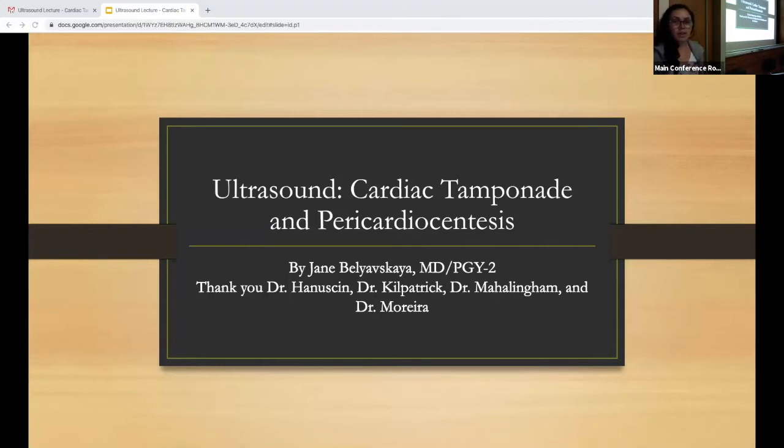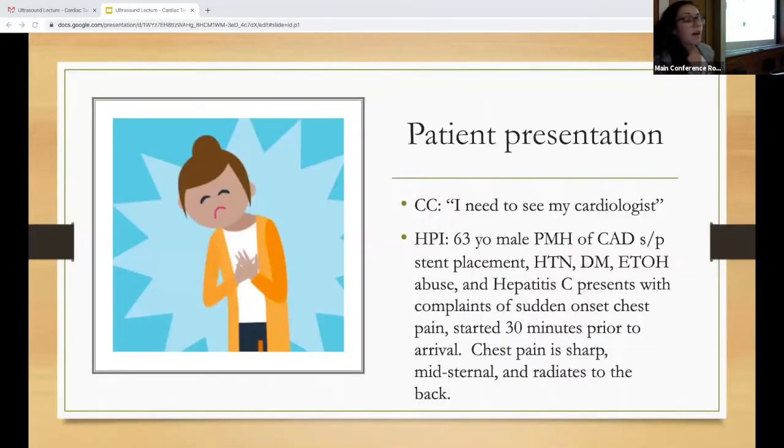I'm going to start with a case. So we have a patient that comes in with the chief complaint of needing to see his cardiologist. He's a 63-year-old male with a past history of CAD status post stent placement, hypertension, diabetes, substance abuse, and hepatitis C, who presents with complaints of sudden onset chest pain 30 minutes ago.